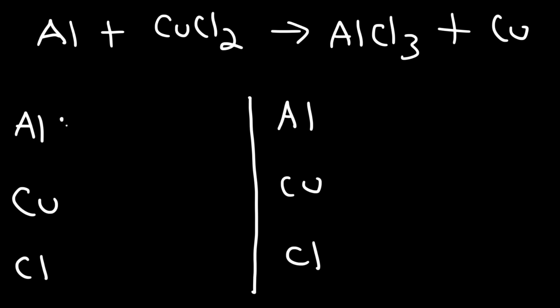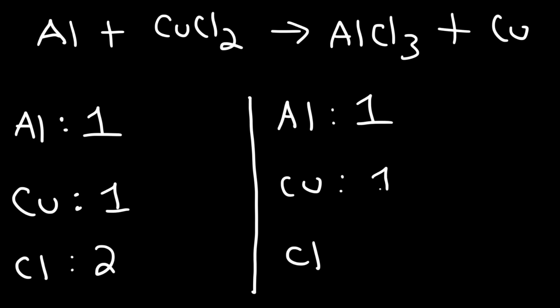So on the left side, we can see we have 1 aluminum atom, and we have 1 copper atom, but we have 2 chlorine atoms. On the right side, we have 1 aluminum atom, 1 copper atom, and 3 chlorine atoms. So this problem doesn't look too bad. The only thing that is different at the moment is the number of chlorine atoms. So how do we make them equal?